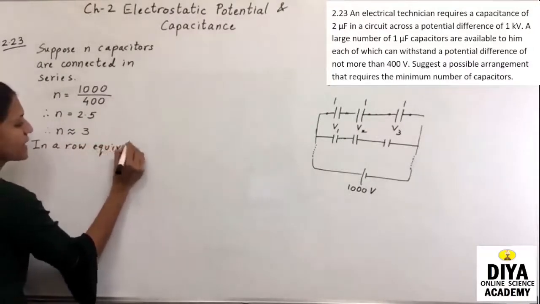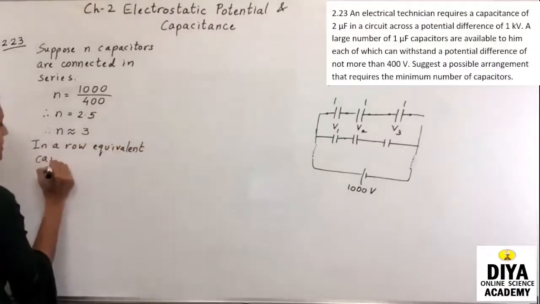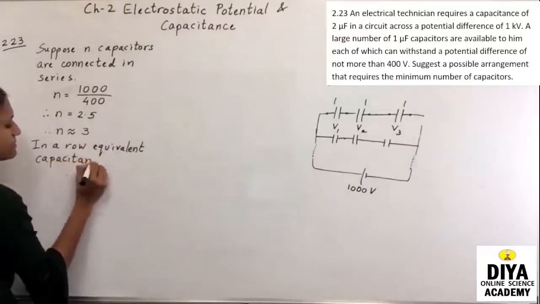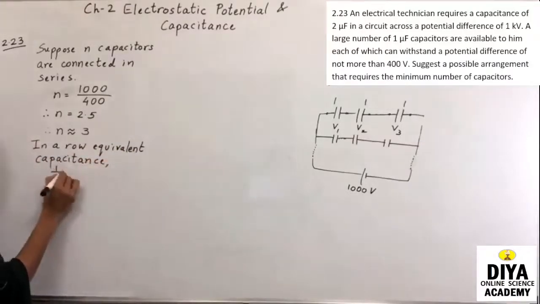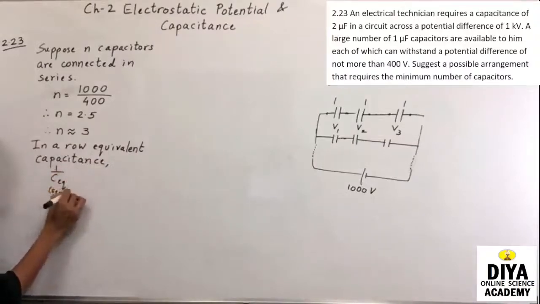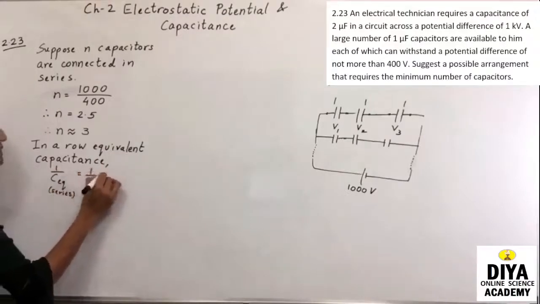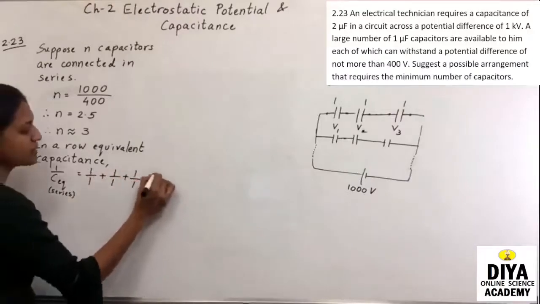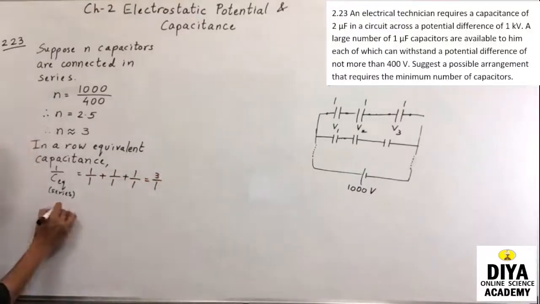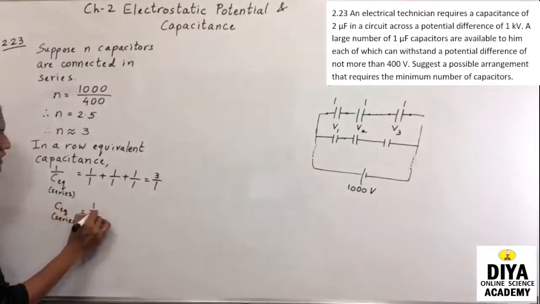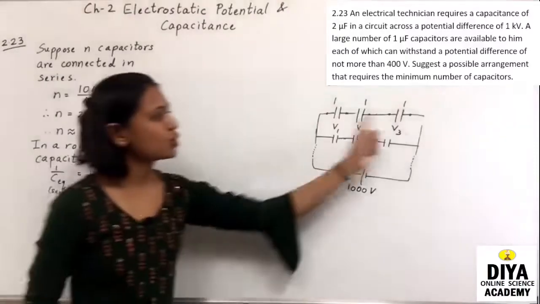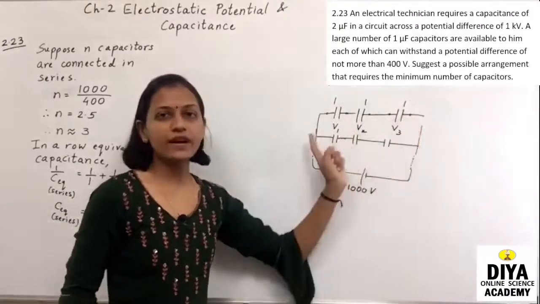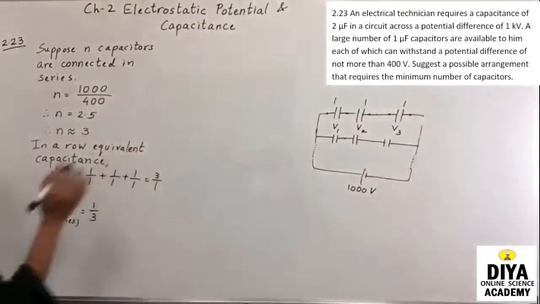equivalent capacitance is equal to 1 upon C equivalent series equals 1 divided by 1 upon C1, 1 upon C2 and 1 upon C3. So this will be 3 by 1. That means C equivalent series equals 1 upon 3. So each row is giving me 1 upon 3 microfarad, 1 upon 3 microfarad, 1 upon 3 microfarad.